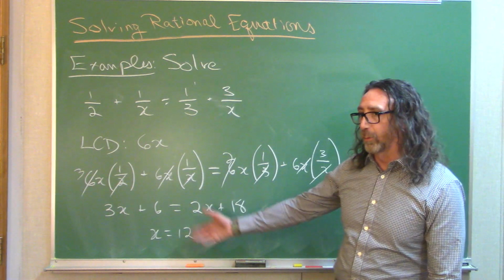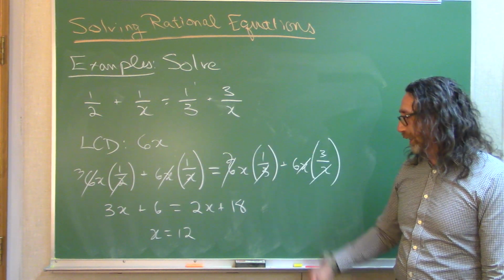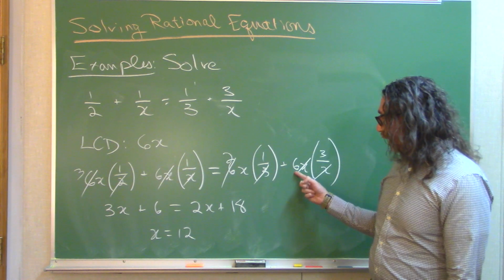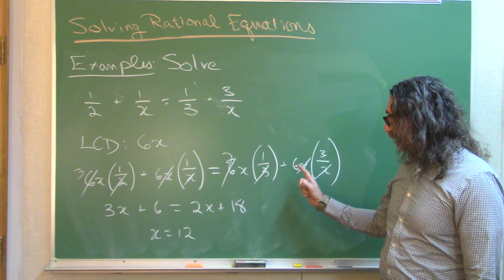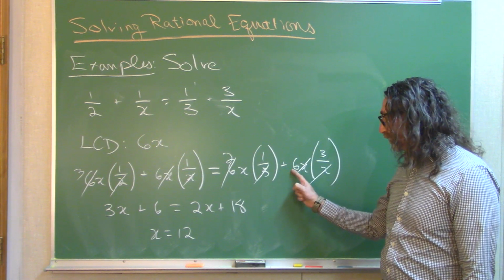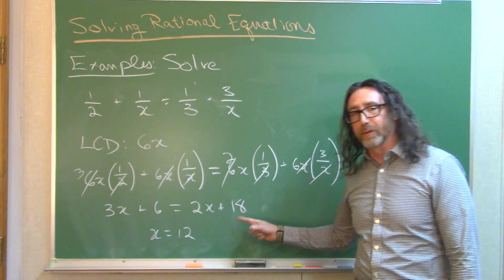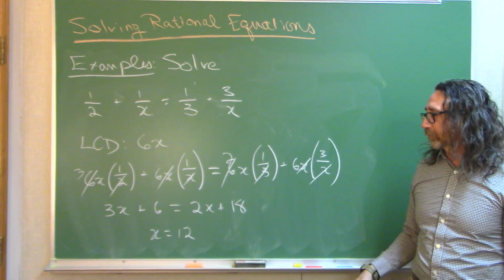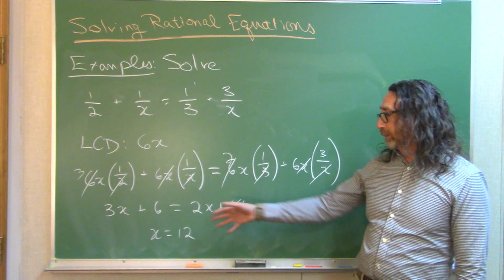We could, of course, go back up to the original equation and check, but so key thing here, right? The factors of x canceled. The 6 is still here. The 3 is still here. That's why that had to be an 18. Okay. So here we get x equals 12.